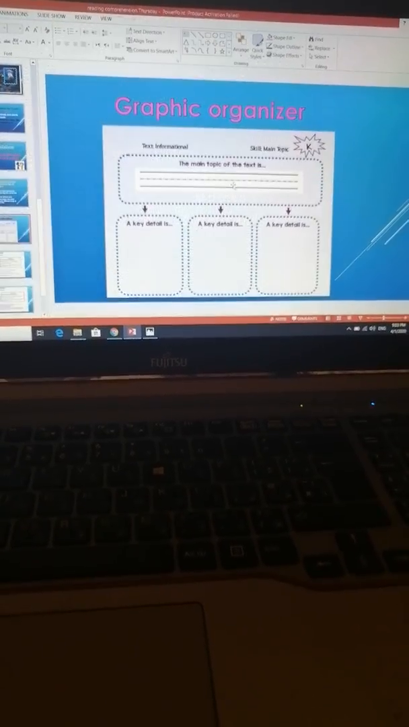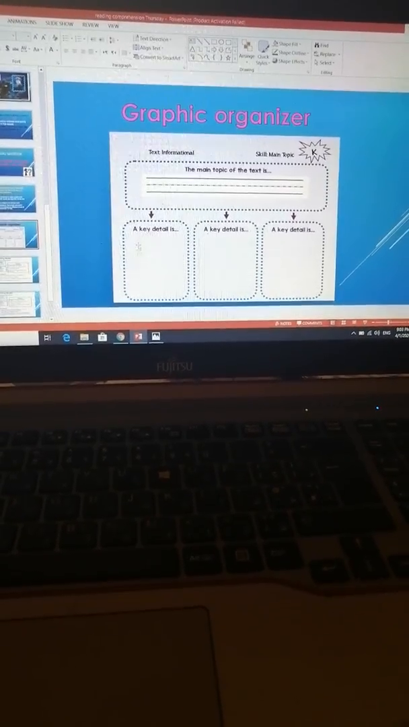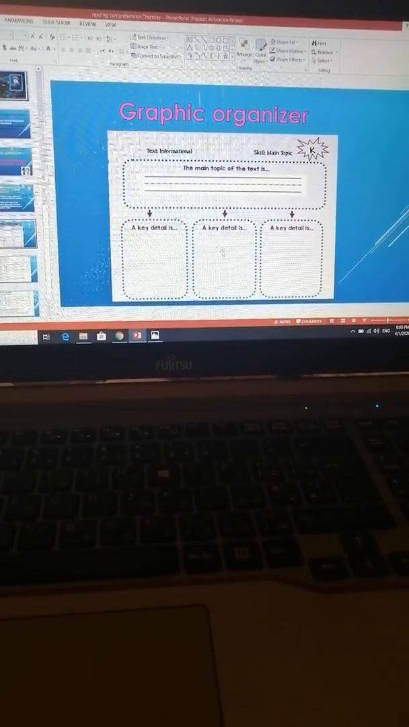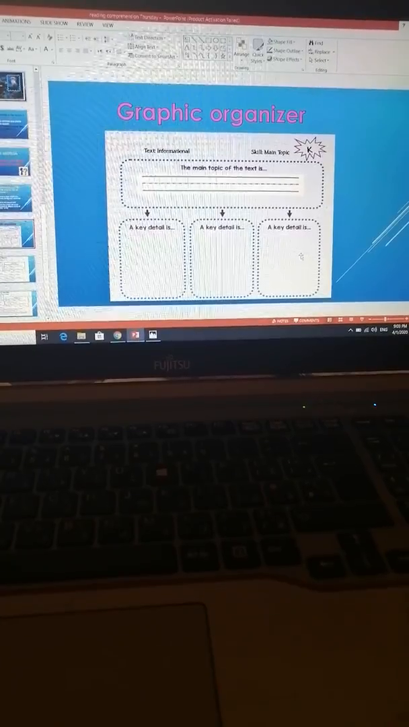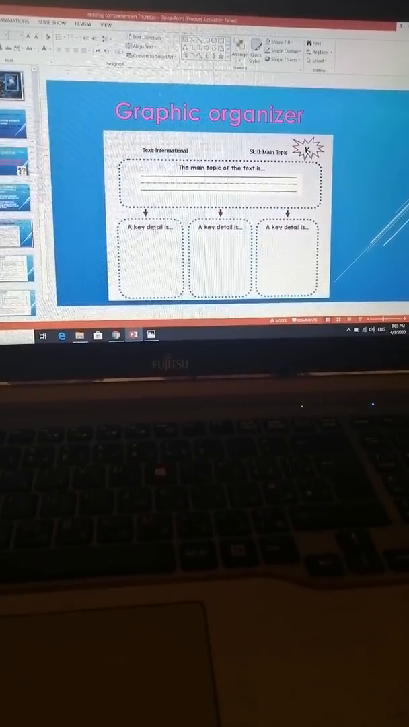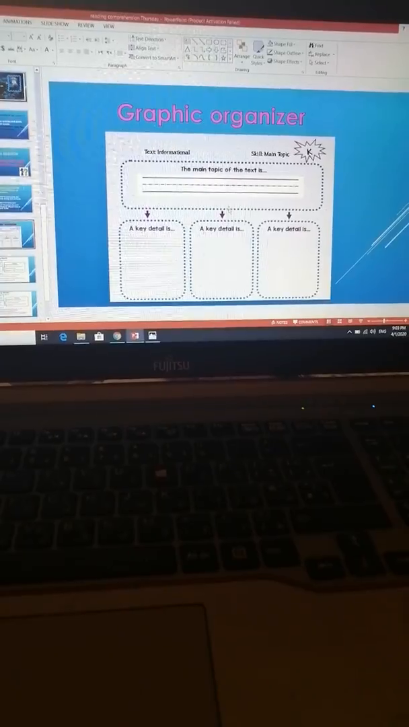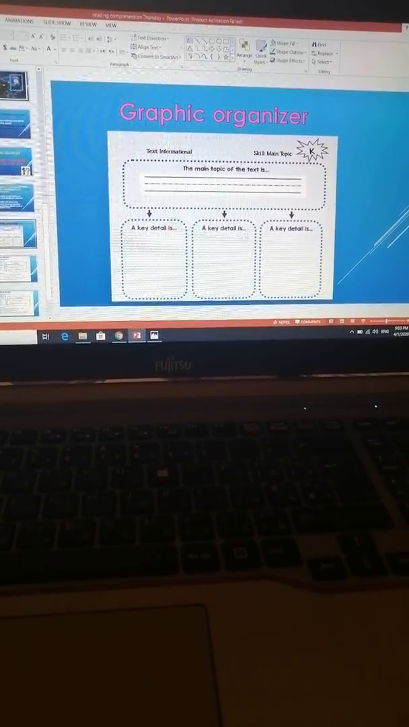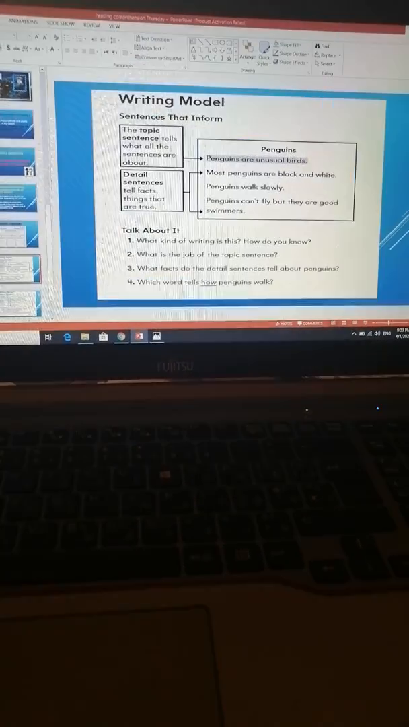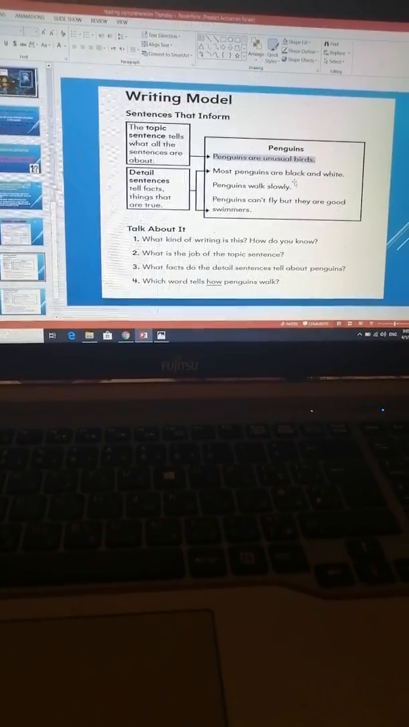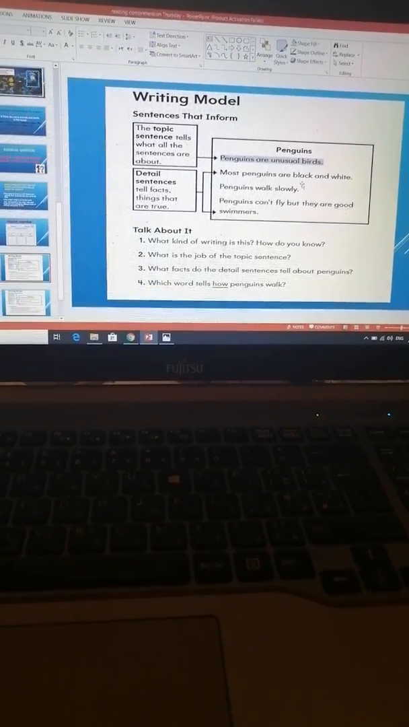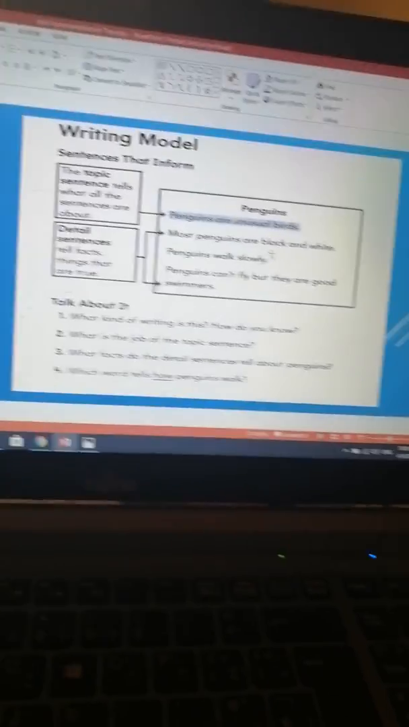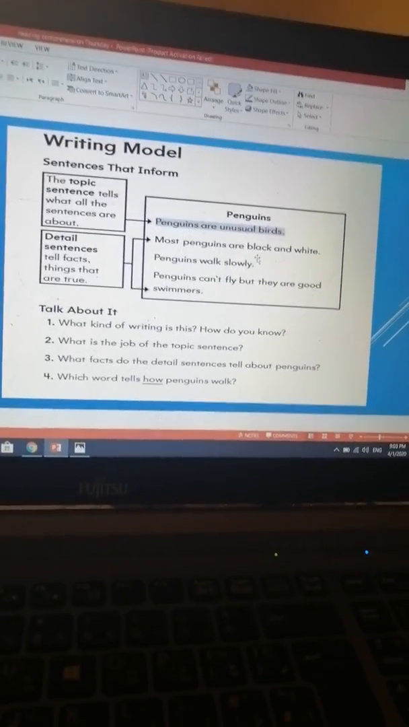Okay. Now you understand? Then you will put some details here. You can put details about the penguins, about kelp, about sea otters, about manatees, whatever you like. You can put it here as a detail. You can get it from the story. Here, this is a writing model. It's about penguins. Here he is explaining what the topic is and what the details are.